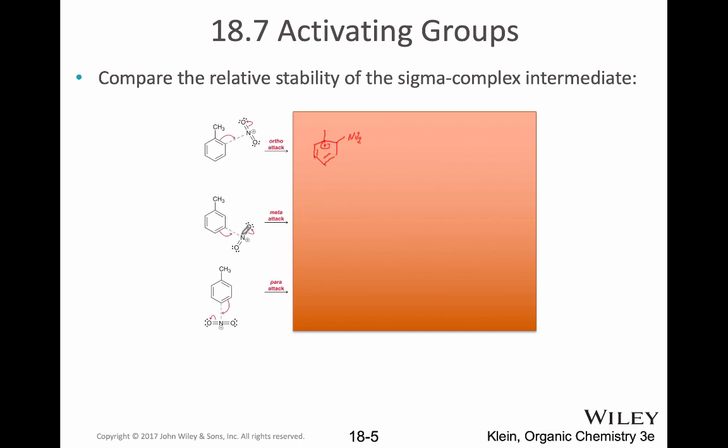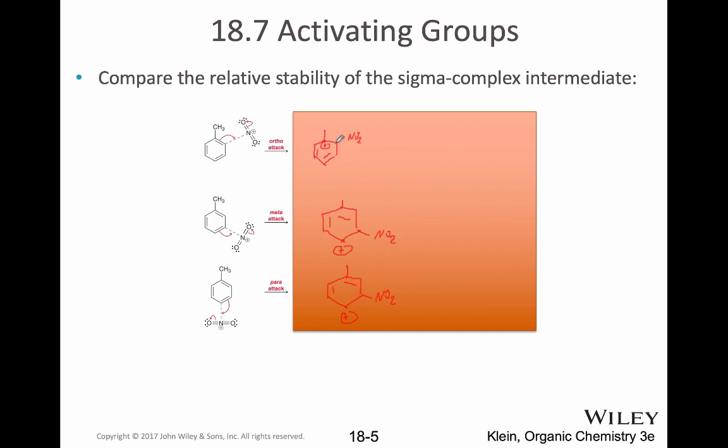If this double bond attacks here and I add meta, what you make is this carbocation. And then if this double bond attacks that nitro group there, and the nitro group ends up adding para, that's the intermediate I make.